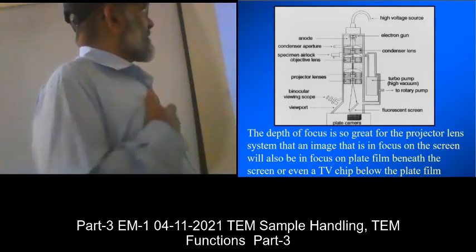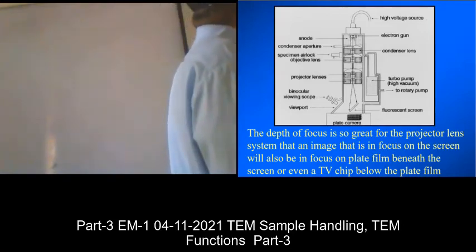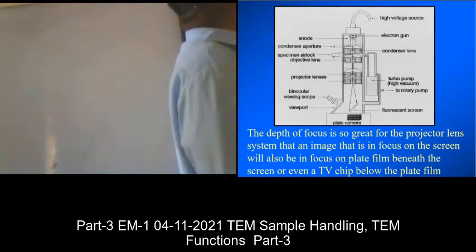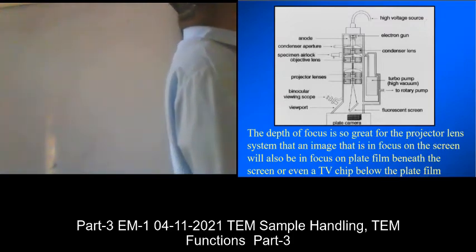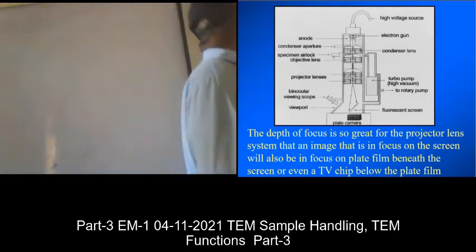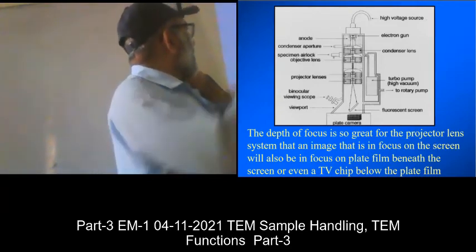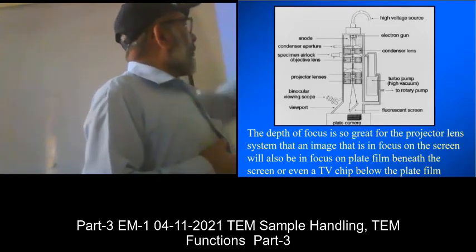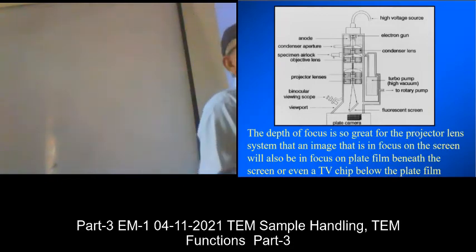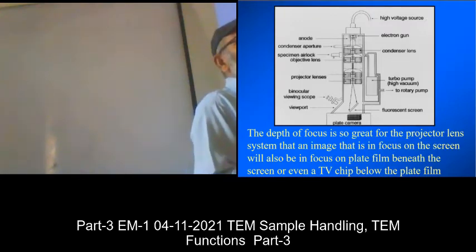And here is the holistic picture: this is the high voltage source of electron guns, anode, condenser aperture, specimen airlock, objective, condenser lens, projector lenses, turbo pump to evacuate the column of the machine, rotary pump, viewing scope, binocular, viewpoint where the viewer is looking into it, and this is the fluorescent screen which gives you the image or the diffraction pattern.